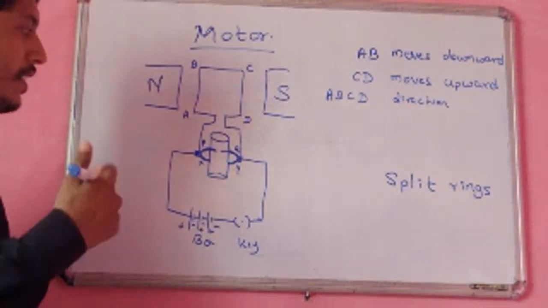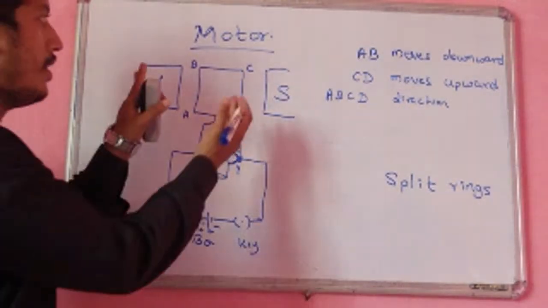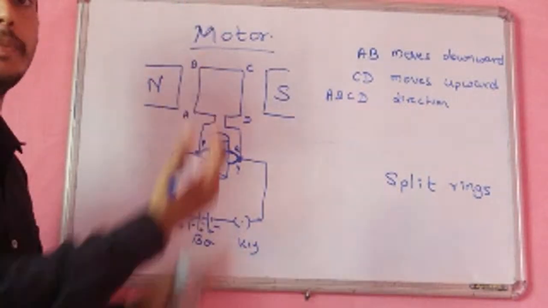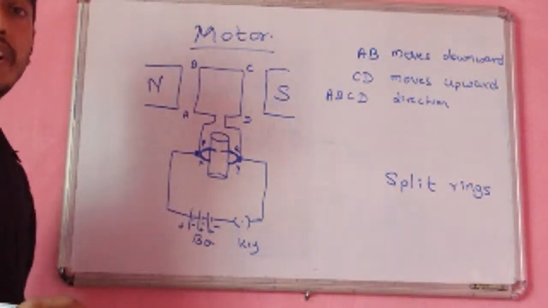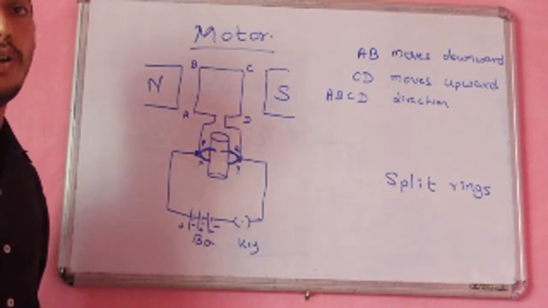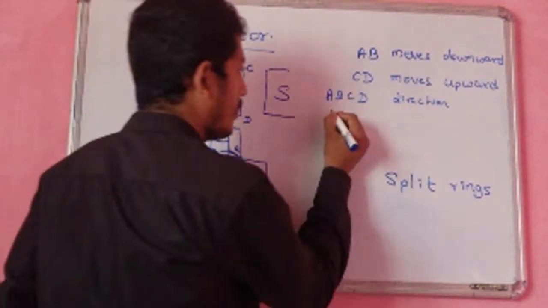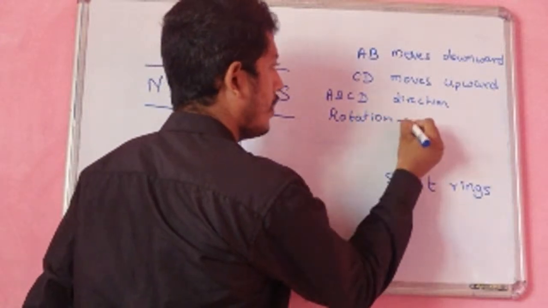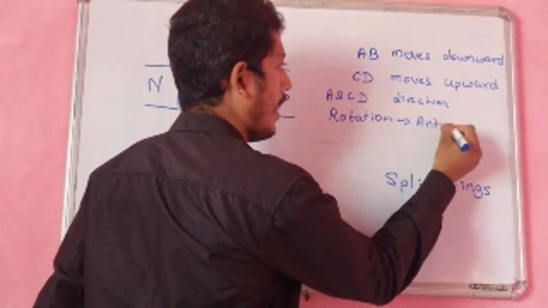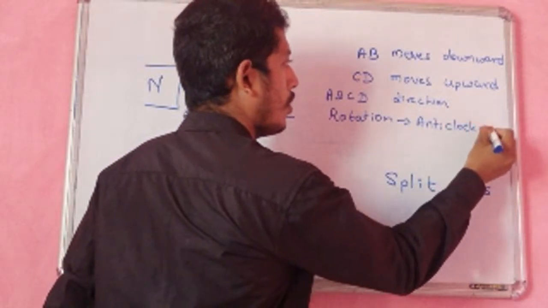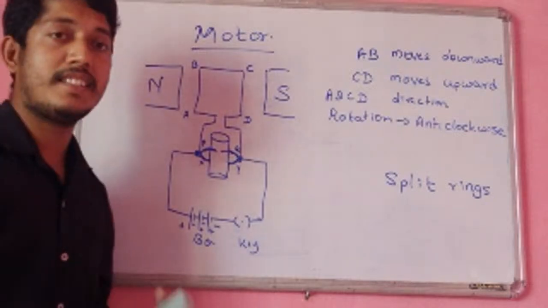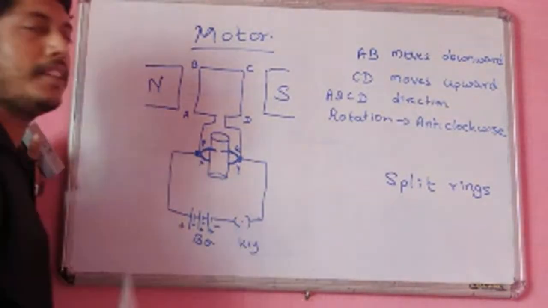And in the next half, that means here ABCD moves upward and AB moves downward. That means the first half rotation is in anti-clockwise direction. And then in the second half, again electricity passes.